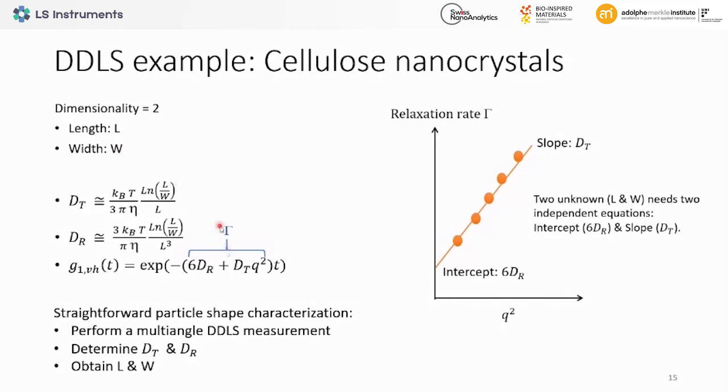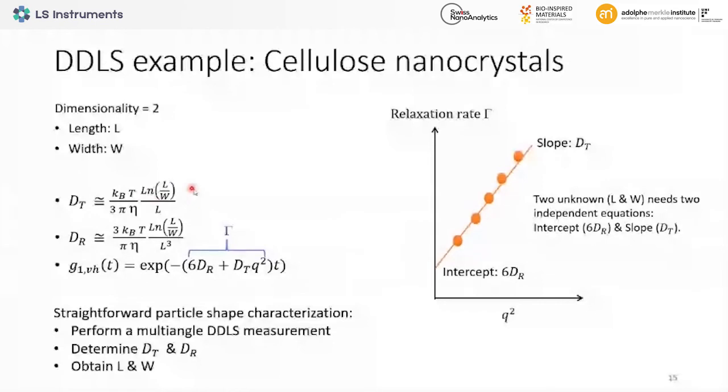I'm not going through the details, but basically what you can see is that both the translational diffusion and the rotational diffusion are a function of length and width. Actually, L over W, so length over width, is what we call the aspect ratio.